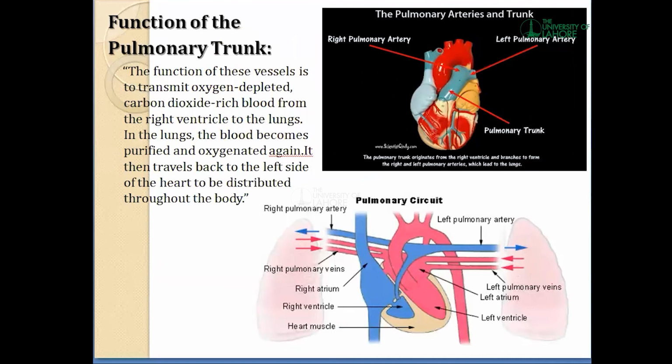Functions of the pulmonary trunk. The function of this vessel is to transmit oxygen-depleted, carbon dioxide-rich blood from the right ventricle to the lungs. In the lungs, the blood becomes purified and oxygenated again. It then travels back to the left side of the heart to be distributed throughout the body.